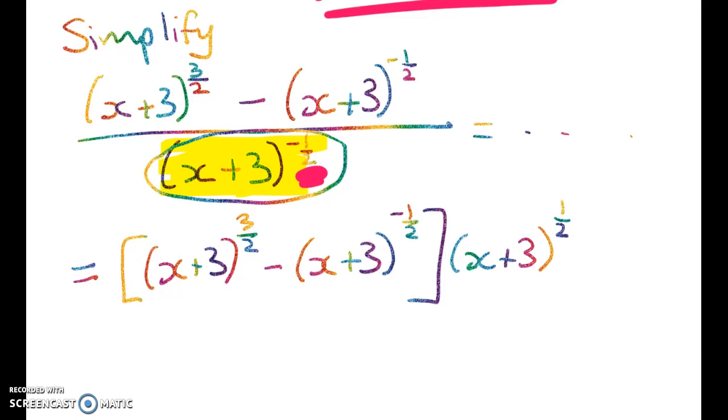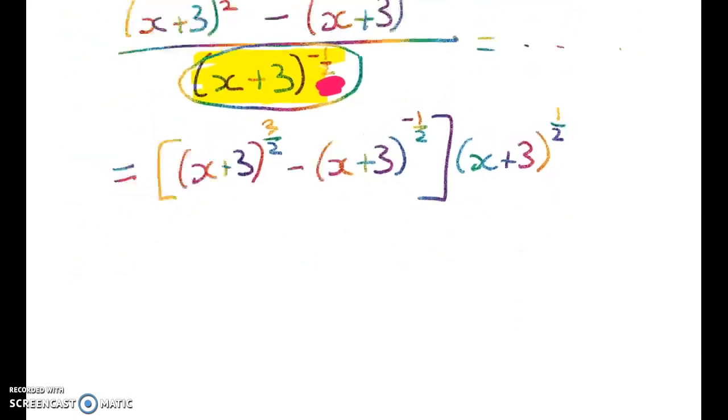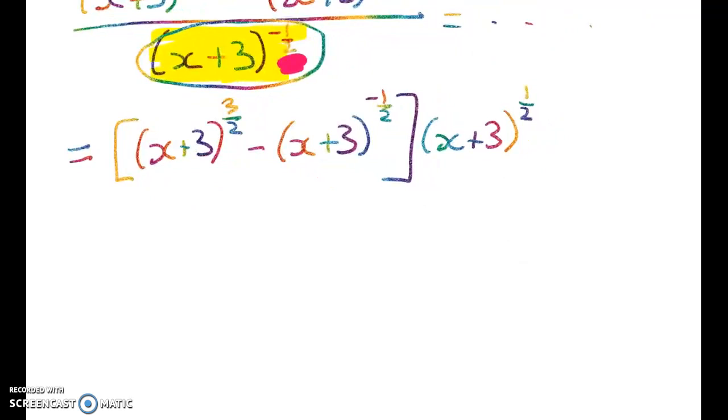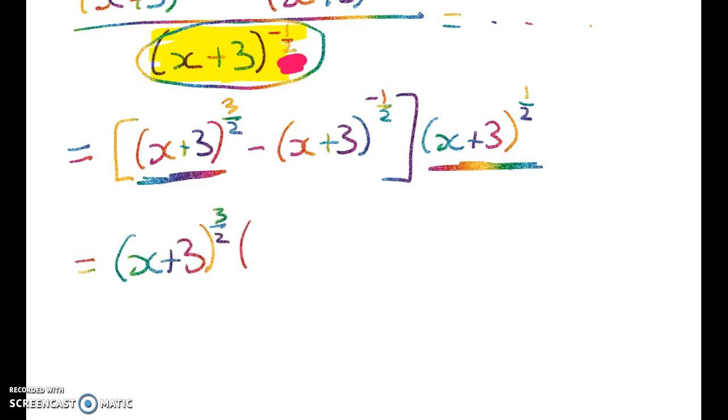And suddenly this question gets really, really easy because all I'm doing is expanding out brackets. It's just like in Year 9, but with slightly harder numbers and variables. So we've got x plus 3 to the power of 3 over 2 times x plus 3 to the power of 1/2. I'll write it up properly first, and then we'll come back and see how beautifully this thing simplifies.